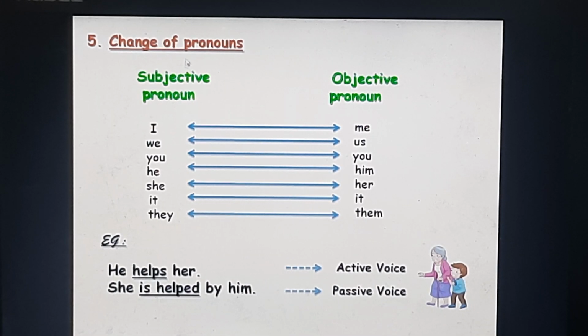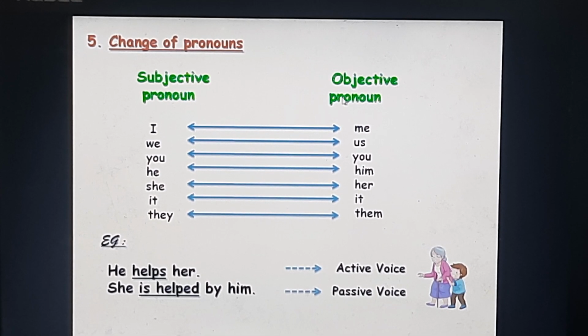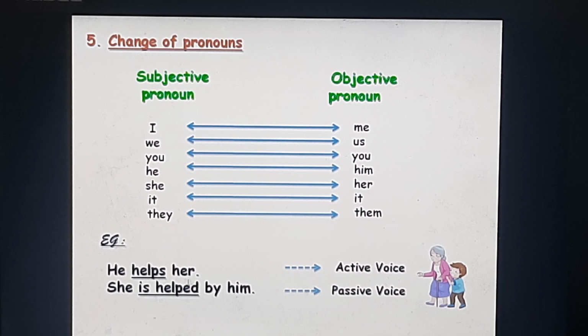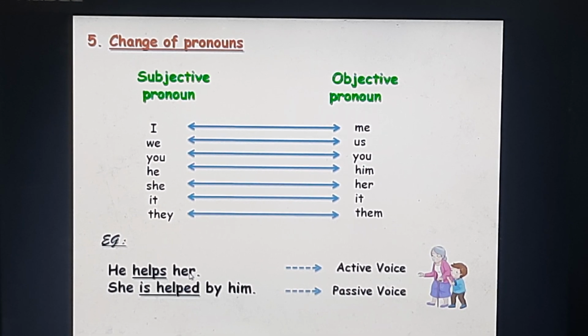Change of pronouns. We have subjective pronouns in the active voice and we have objective pronouns for the passive voice. Now, they flip-flop places when they are used in the active voice sentences and passive voice sentences. Example, he helps her. He is subject, helps is verb, her is object. This is objective pronoun, subjective pronoun. She is helped by him.